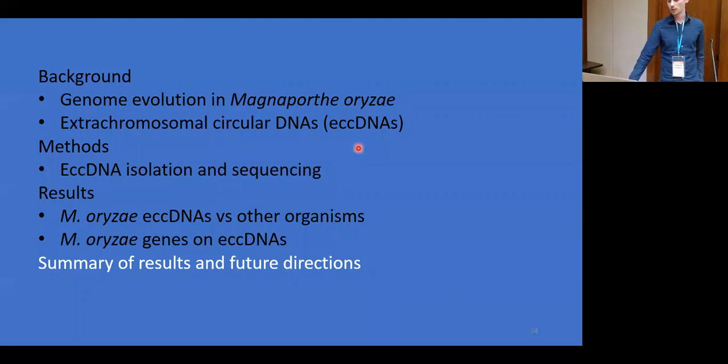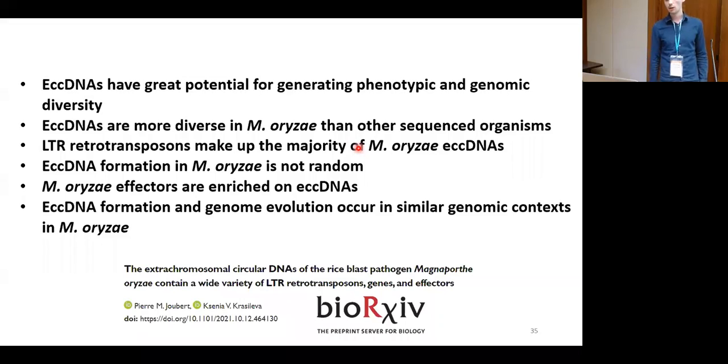So I'll just jump into some summary of the results and talk about some future directions. Overall, hopefully today I've convinced you that eccDNAs are this cool biological phenomenon that you should have on your radar. Hopefully I've shown that there is something cool going on specifically with Magnaporthe as far as eccDNAs go, that they are more diverse in this fungus. I've shown you that LTR retrotransposons make up a good amount of eccDNAs in Magnaporthe.